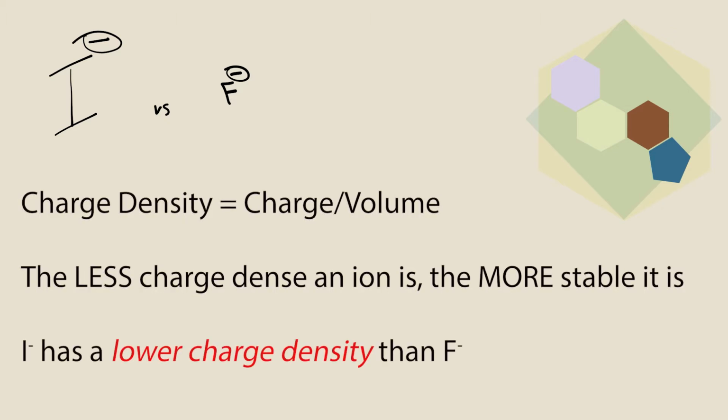Since I- and F- have the same charge, but I- is larger than F-, I- has a lower charge density and is therefore a more stable conjugate base. Remember, a base can be defined as an electron pair donor, so the more spread out the negative charge is over the volume of the ion, the less reactive it will be.